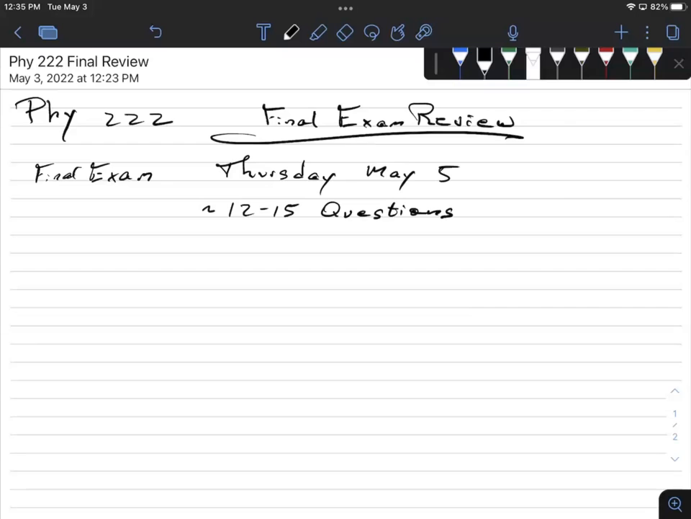The format and all of that will be just like the previous tests. So you're used to what the tests look like by now. You know the style of questions I ask. It'll be the same type of thing. So nothing new there. The only difference being this is a cumulative exam, so it covers all of the material over the semester rather than just one of the topics.